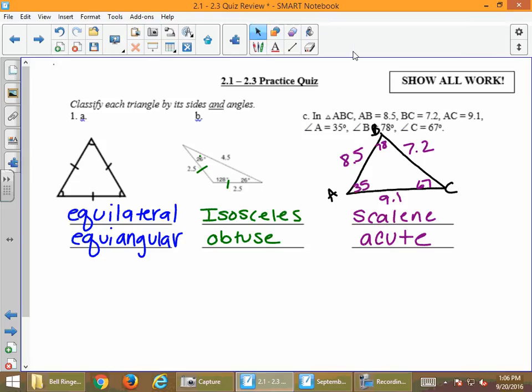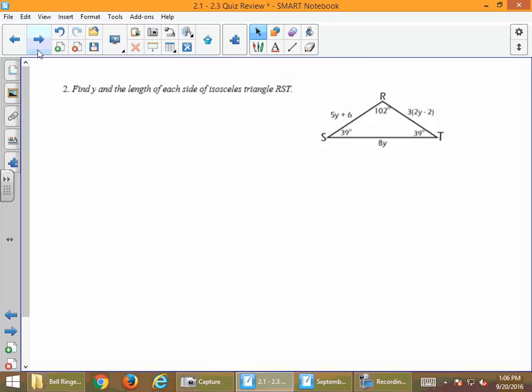Okay. You got a minute? Get started on number 2. Oh, and R is the vertex angle. So that's also the triangle. That's all we need, that information to help you solve it. R is the vertex angle. Again, try it out. Think about what it means to be an isosceles triangle.